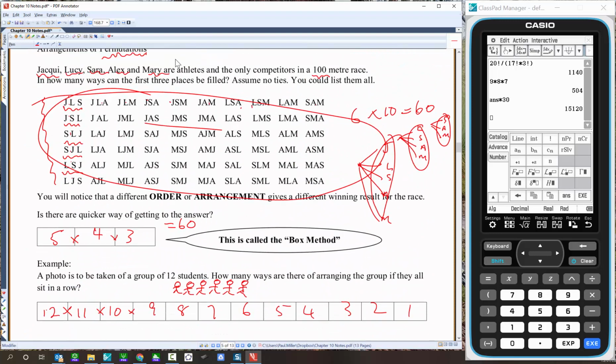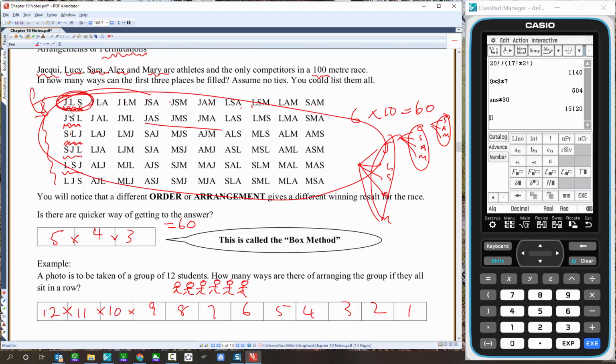Okay, so we've got the same situation here, Jackie, Lucy, Sarah, Alex, and Mary. And what I want to do is work out who cleans up. All right, so this is a possible arrangement. This is a possible arrangement. But notice here that this was done as a result of a race, which means order matters. If I'm choosing people to clean up rubbish, no one cares whether you're chosen first, second, third, etc. You wouldn't care about that. So actually, in this situation, order doesn't matter.